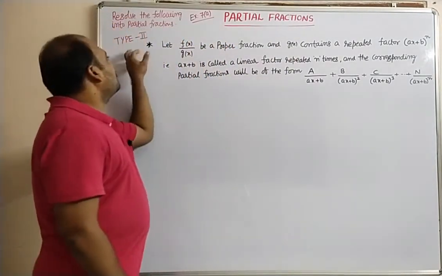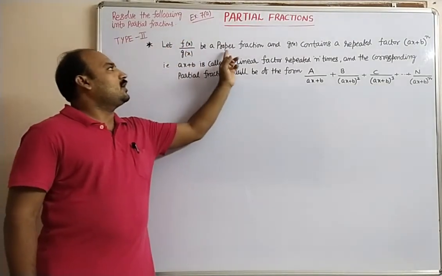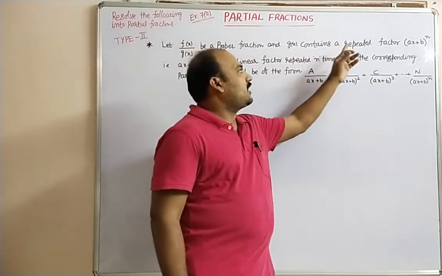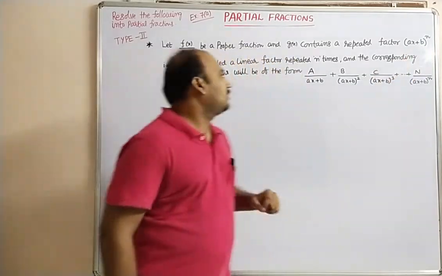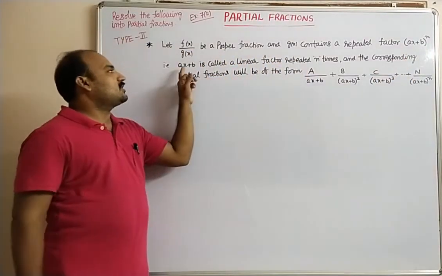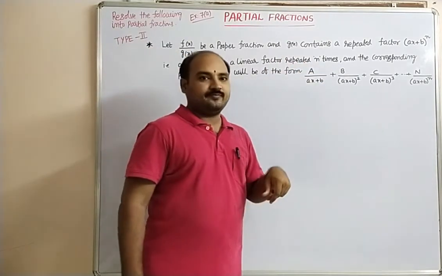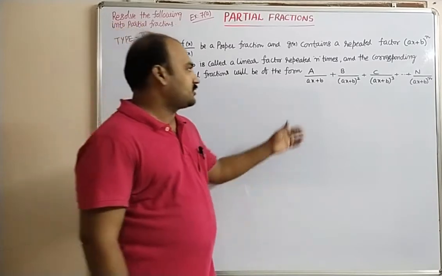See here, in type 2, let f of x by g of x be a proper fraction and g of x contains a repeated factor (ax plus b) whole power n. That is, ax plus b is called a linear factor repeated n times. That means (ax plus b) into (ax plus b) into (ax plus b) and so on, n times.